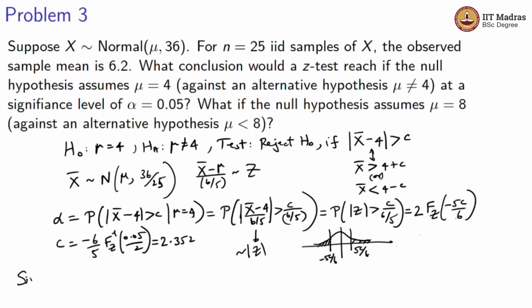Now we see that mod x bar minus 4, with x bar 6.2, equals 2.2, and that is less than 2.352. If mod x bar minus 4 is greater than C, then you end up rejecting the null hypothesis. In this case, it is less than C, so you accept the null hypothesis H0. So the Z test at a significance level of 0.05, when the null hypothesis is mu equals 4 and the alternative is mu not equal to 4, is a two-sided test. You go through and do the calculation, and it ends up accepting H naught.